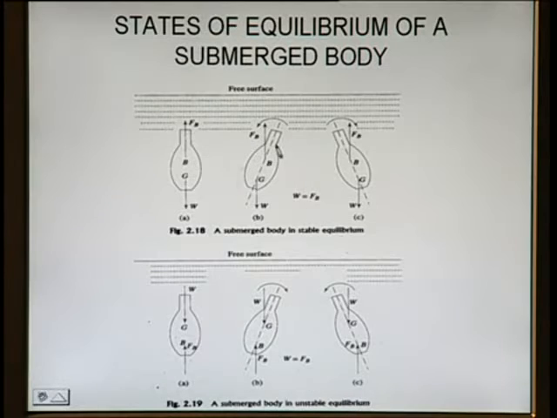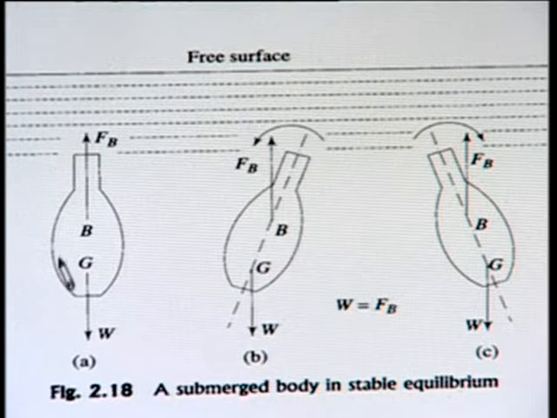Submerged body means, suppose this is a body which is fully submerged in a liquid, like a submarine going inside the sea when it is fully submerged. In that case, if we want to discuss the stability, and what the conditions of stability are, we are going to discuss it through these few figures. In the first three figures, we have a body which is fully submerged. In figure A, it is fully submerged in a liquid.